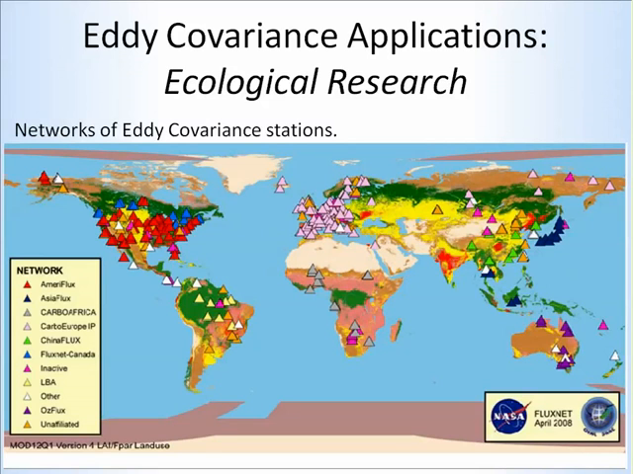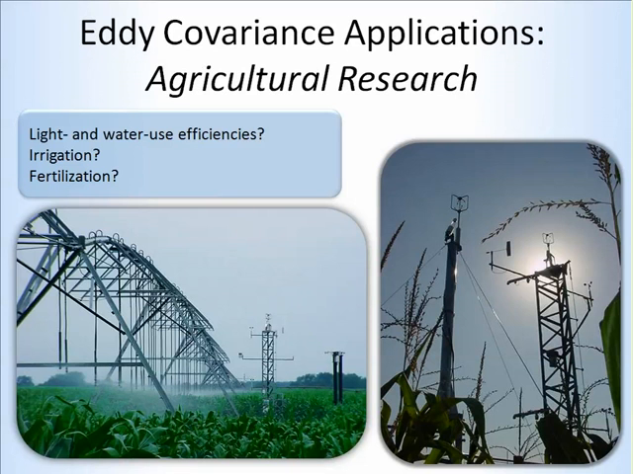Networks are set up to study these kinds of measurements all around the world using the Eddy Covariance method. This map shows several different flux networks from AmeriFlux, AsiaFlux, ChinaFlux, where towers are set up at different ecosystems so people can compare the measurements they see. People are interested in looking at light use efficiency and water use efficiency for plants. They might want to look at how often crops should be irrigated, how much water should be used, or even how fertilization affects the crop.